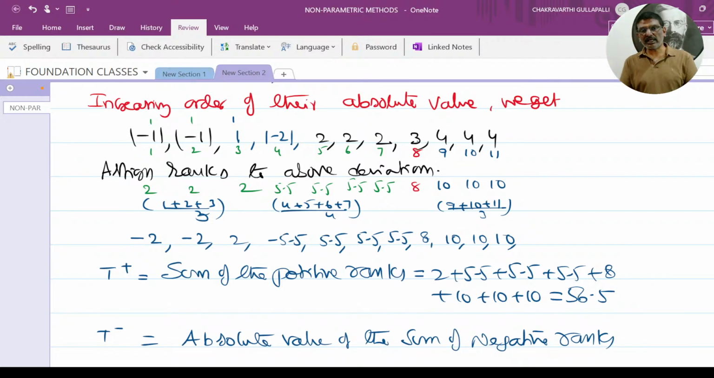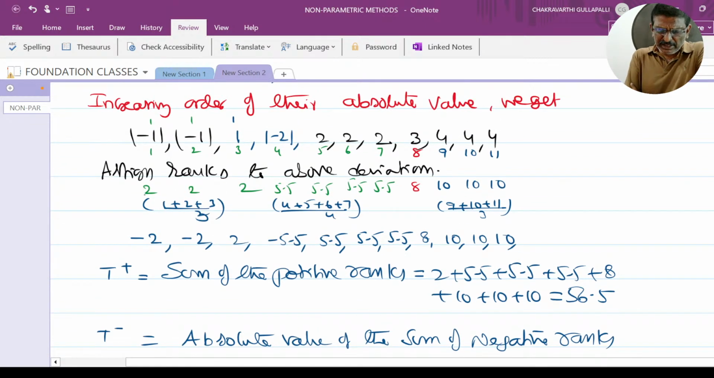Next, 4 occurs 3 times. You have to assign the common ranking. In this case 9th, 10th, 11th ranks are assigned, so the average of these 3 is 10, 10, 10. Now the ranking procedure is completed. Now the corresponding deviations for these ranks. For this second rank, this is a minus 2. For this rank, this is a plus 2. For 5.5, this is a minus, because it belongs to minus 2. That's why you have to assign the negative sign.